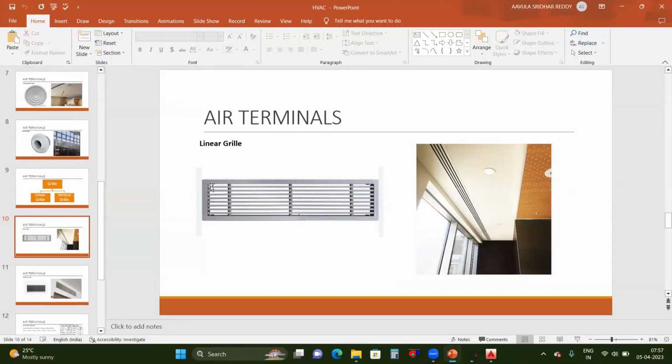The lines, we can say, are separators or bars, so it is of a very linear type. In the right side image you can see we have the continuous linear grill. You might have seen these in any of the shopping complexes. So these we call a linear grill.